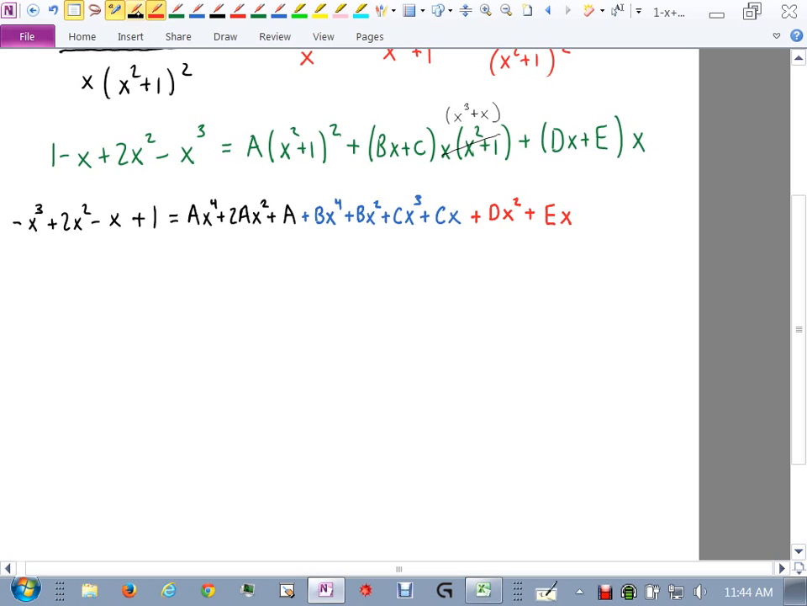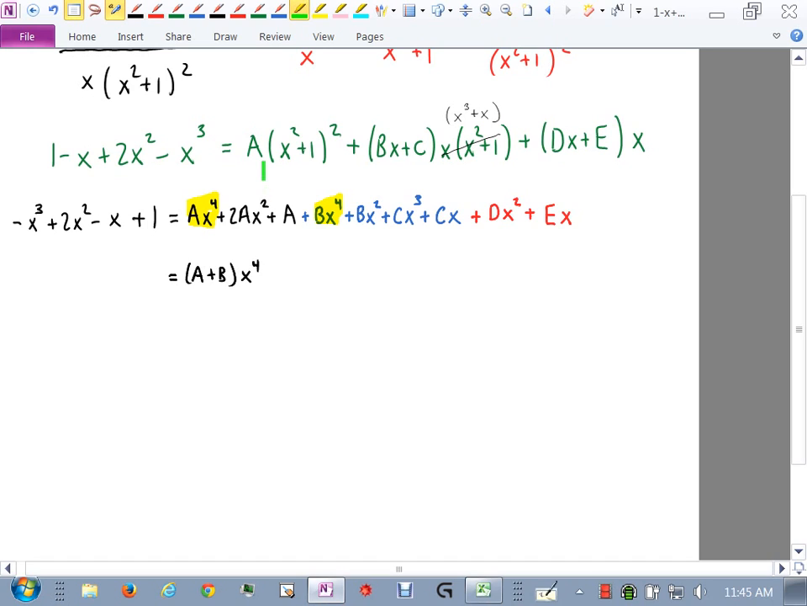Let me collect all my stuff together here. How about my x to the 4th? Got one here. Got one right there. That's it. A and B. It's a plus b, x to the 4th.